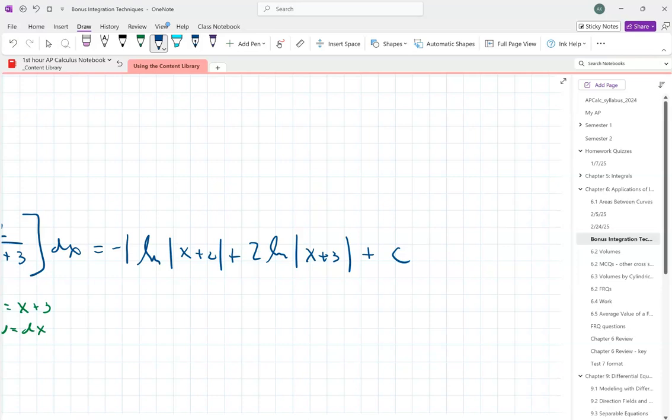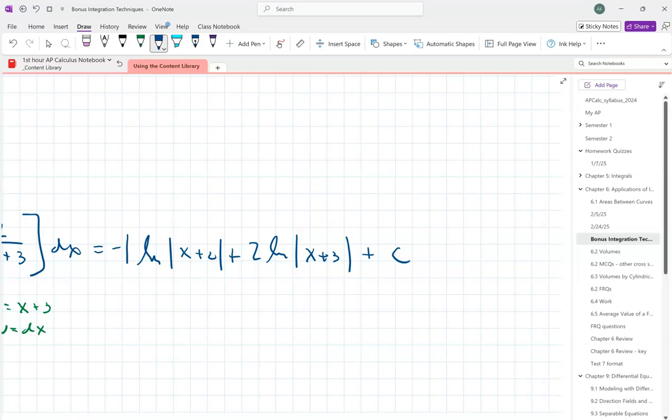And now my assumption would be that if this is a multiple choice question, this would not be the way that the final answer would be written. This is fine if it's a free response question. If it's a multiple choice question, what are they going to do? They're going to use their rules of logarithms to condense this into a single logarithm.